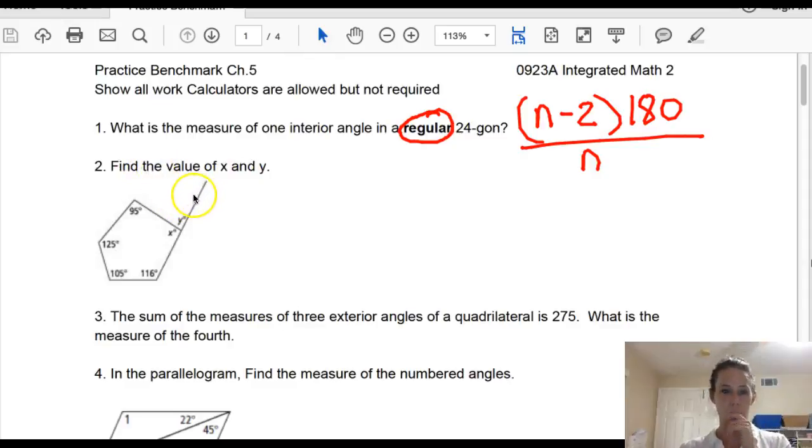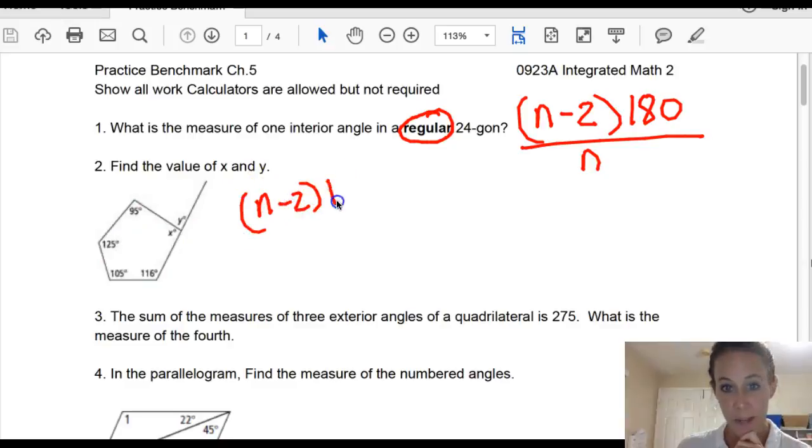Find the value of x and y. Now, if you look at this polygon, you can tell it's not regular. Look, there are different measures for each angle. I can still find the sum of the interior angles of any polygon. I just can't find one angle using this method because it's not regular. So let's go ahead and go (n minus 2) times 180. That will give me the sum. I see I have 1, 2, 3, 4, 5 angles, or 5 sides. So I'm going to go 5 minus 2 times 180 here.